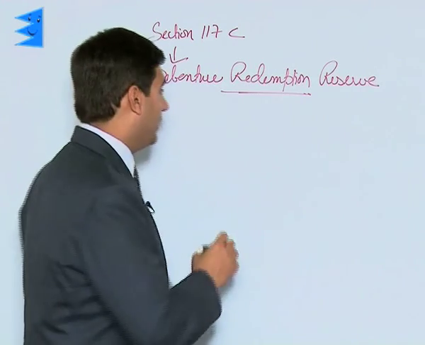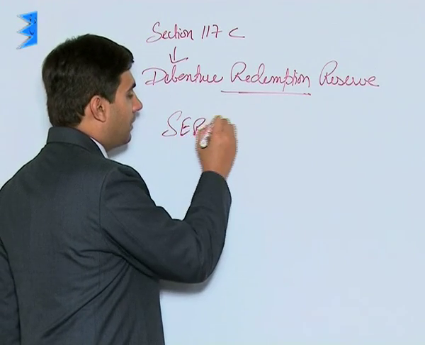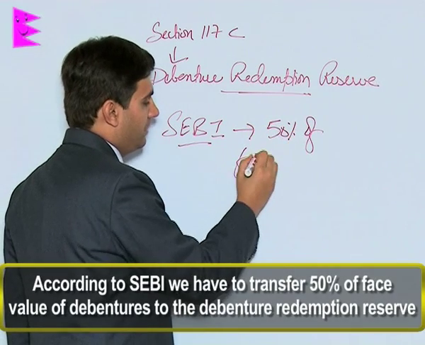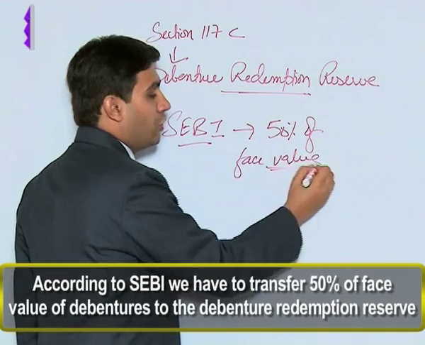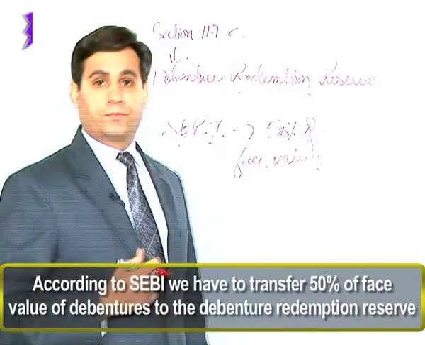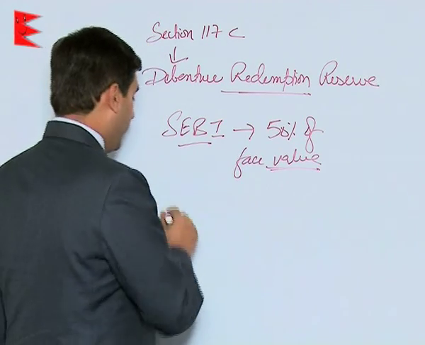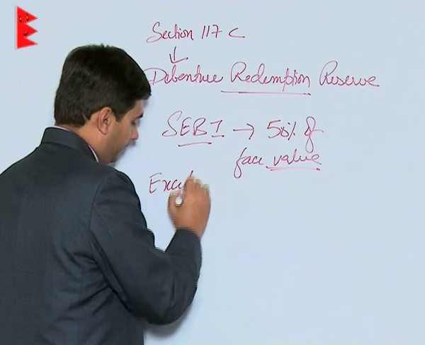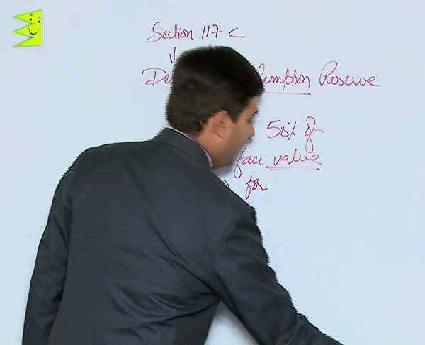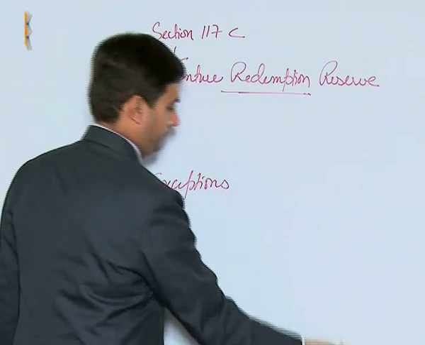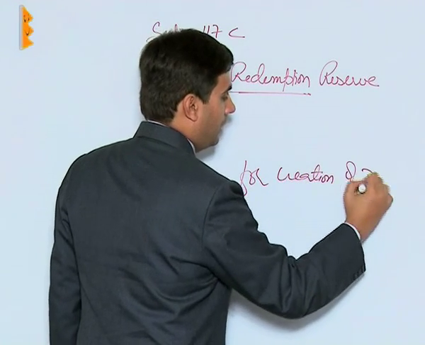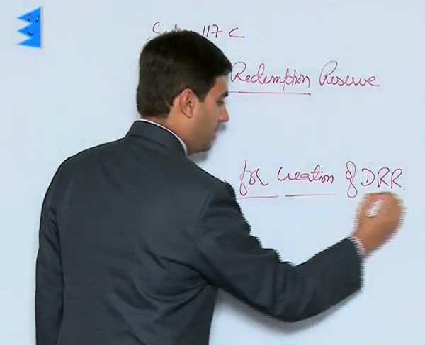But the SEBI guidelines are very clear. The SEBI guidelines clearly stipulate that 50% of face value of debentures should be transferred to DRR before the redemption can commence. Remember, there are few exceptions to this rule. That is, exceptions for creation of DRR. DRR stands for debenture redemption reserve.